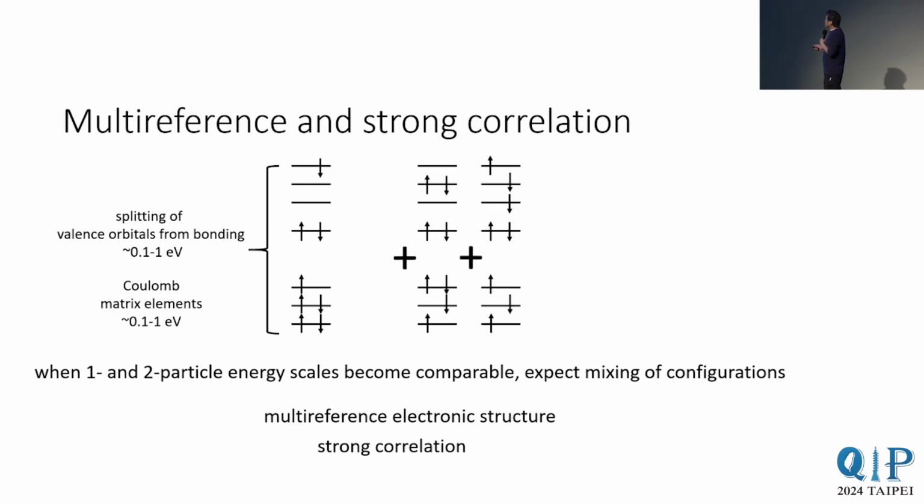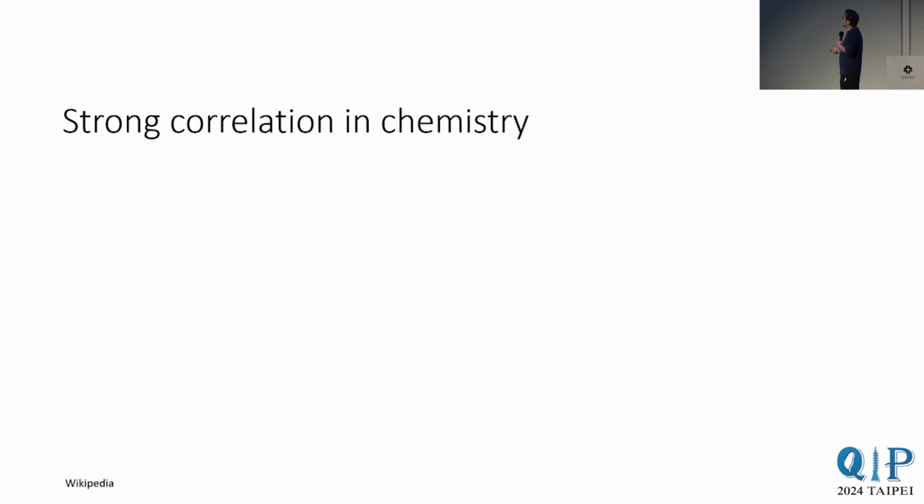So this doesn't always happen, right? You can have systems where the splitting of valence orbitals is very large, let's say 1 eV, but the Coulomb matrix elements are relatively small, let's say 0.2 eV, then these kind of effects don't occur. And so you can ask, where does this typically occur, right? So you don't always have strong correlation, but there are certain problems where this happens.